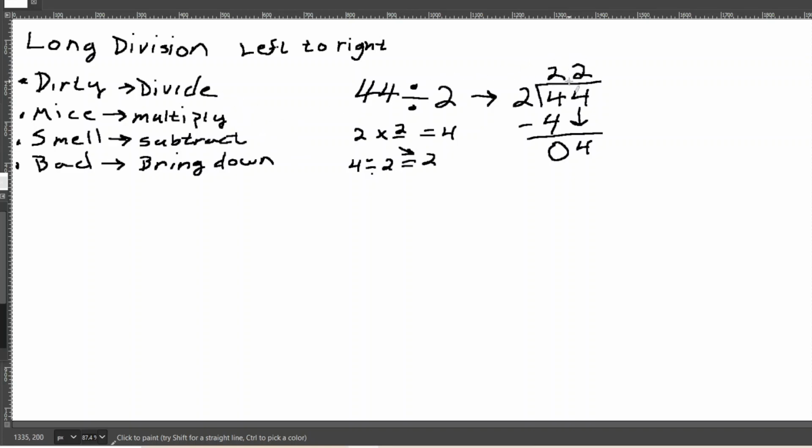So now that we've divided, we can multiply. Now, this is the number that we placed on top, right? We're working with pieces here, so it becomes this 2 times 2. Not the whole 22 times 2, just this one that we placed on top of the box. 2 times 2 is 4. Then we go ahead and subtract. We get 0. There's nothing to bring down, so we are finished.